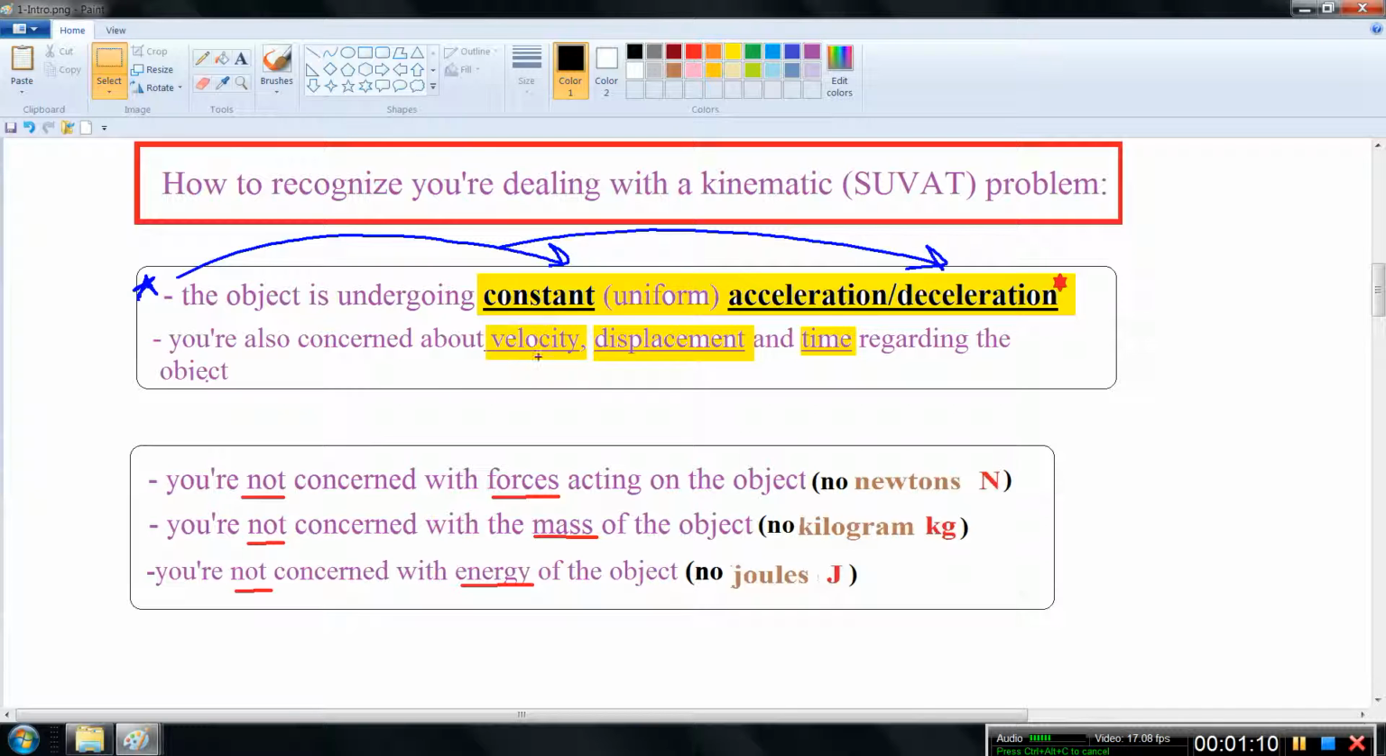Once you establish that, then you're basically going to be looking for 3 out of 4 SUVAT variables that you need. So you'll be looking for initial and final velocities, displacement, or time. You need to find 3 of those. And then the 4th one is what your solution will be. So you're not concerned with forces acting on the objects, so no newtons will be involved. You're not concerned with mass, so no kilograms will be involved. And you're not concerned with energy, potential or kinetic energy of the object, so we won't be dealing with joules.